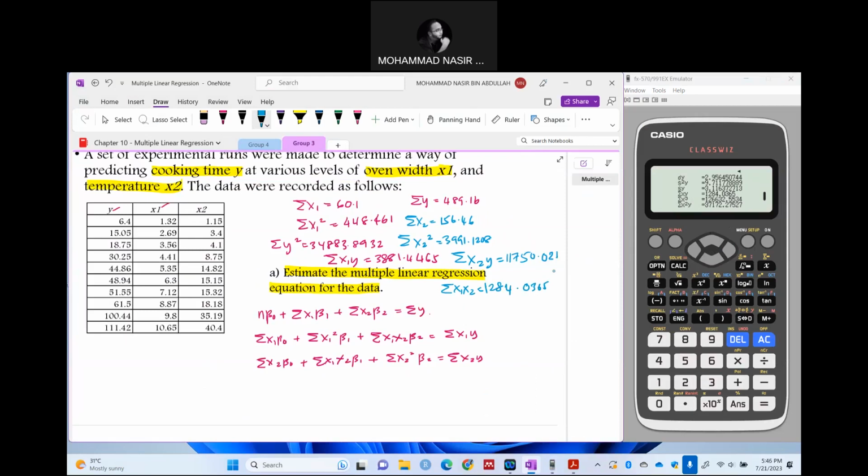Okay. So all of you have the same calculator, right? Okay, good. Never? So buy this calculator lah, ya.